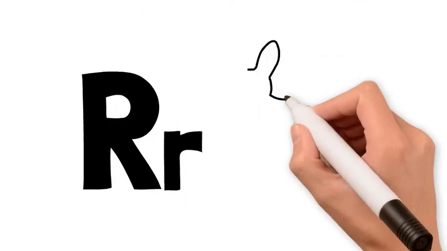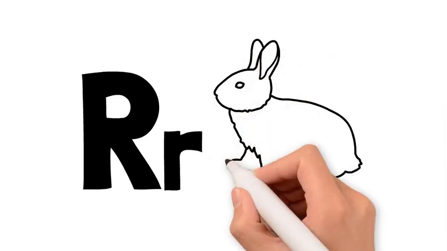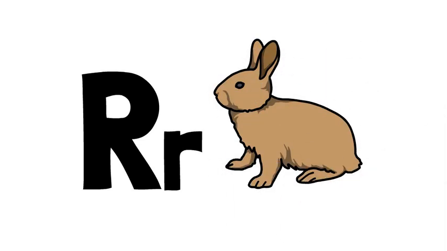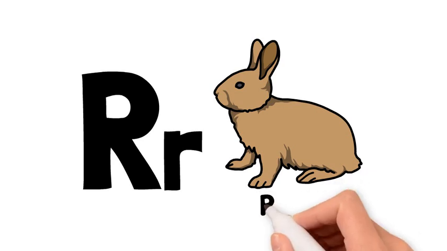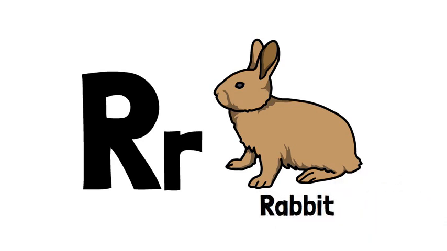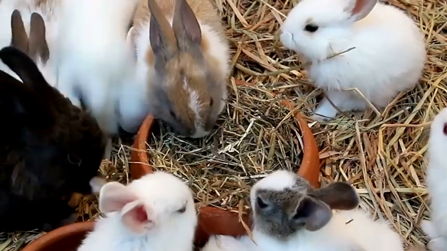R for rabbit. R A double B I T, rabbit. This is a rabbit.